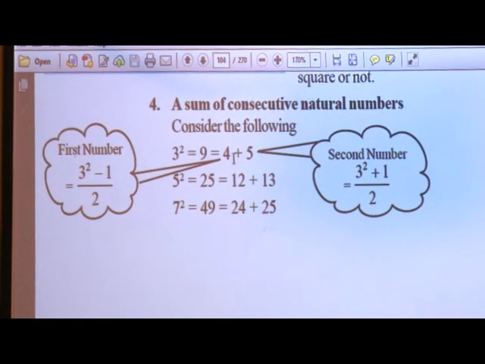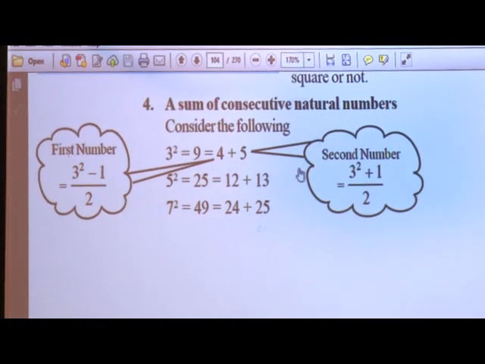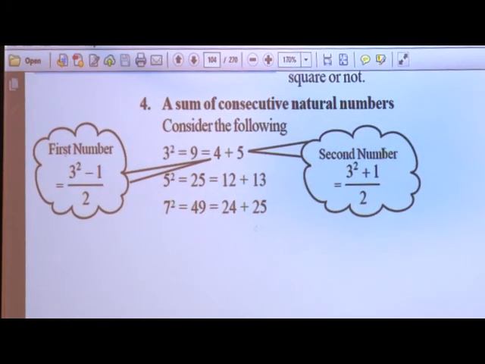That is 4. And what about the second value? The second number is (3 squared plus 1) upon 2. 3 squared minus 1 upon 2 is what? 9 minus 1 is 8, 8 upon 2 is 4. And what about (3 squared plus 1) upon 2? 9 plus 1 is 10, 10 upon 2 is 5.